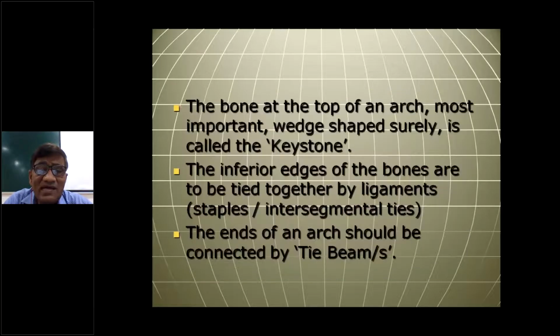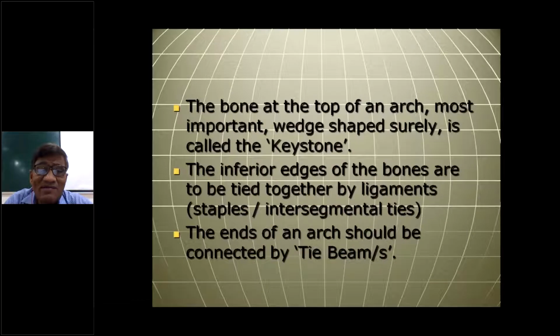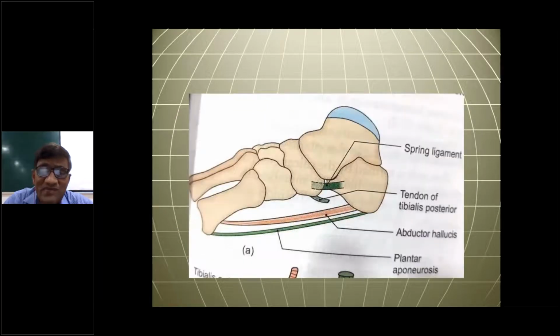So bone should be wedge shaped, keystone undali, tarvata anni kuda connect staples tho connect ayi undali. They are called intersegmental ties, and the ends should be connected by tie beams. Tie beams ivi chustaru kada ikkada, abductor hallucis as well as the aponeurosis, plantar aponeurosis.